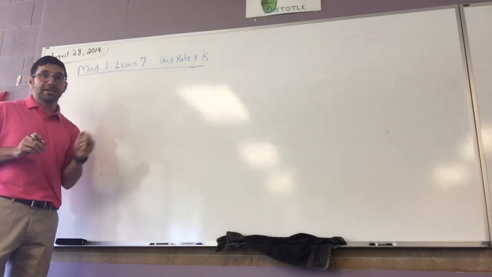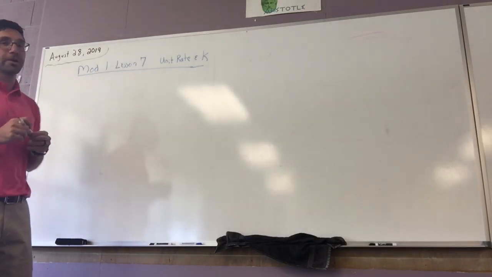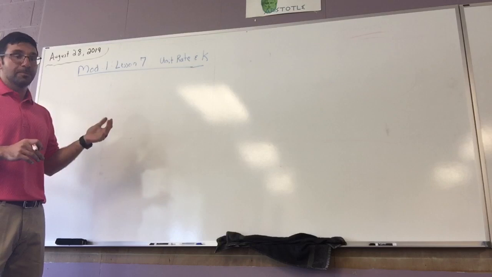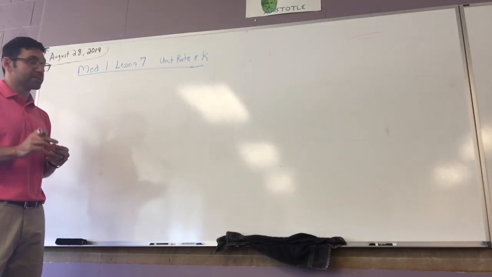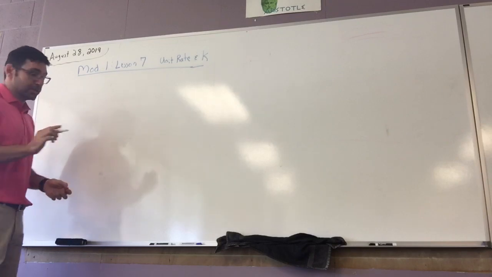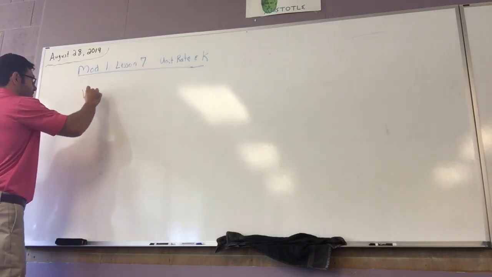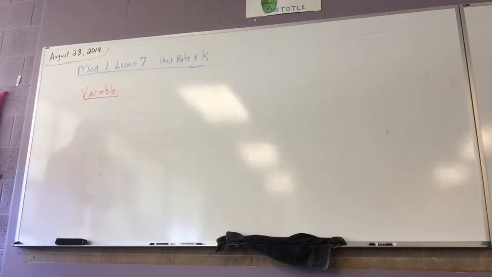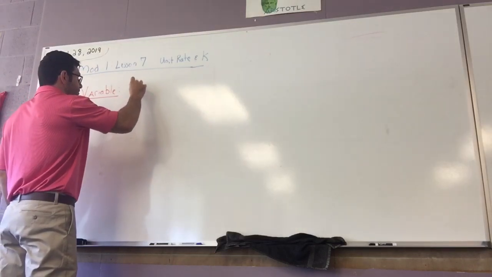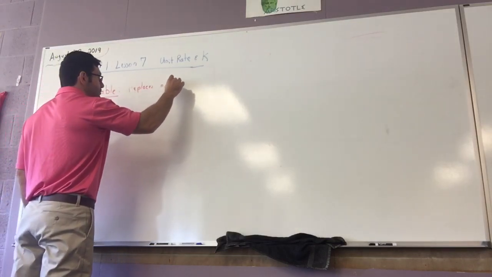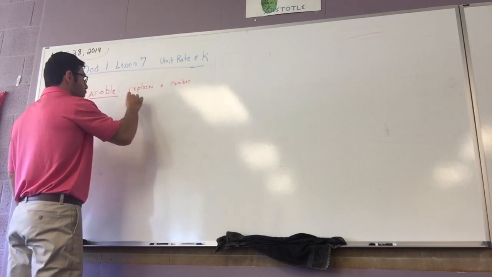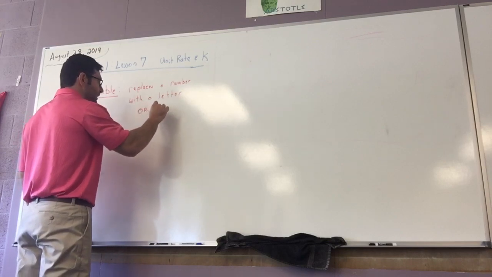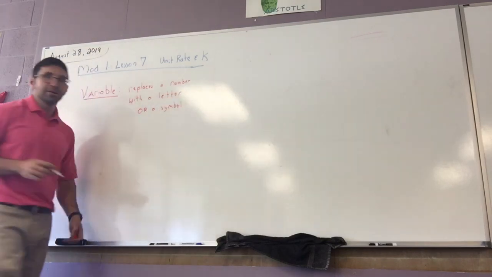Lesson 7 is about unit rate and K. If you've forgotten what our K is, K stands for the constant of proportionality. Now, I have assumed quite a bit so far, and I should stop doing that. So, a K is a variable. Okay? And you know what variables are. A variable replaces a number with a letter or a symbol. And that might be a little bit new.